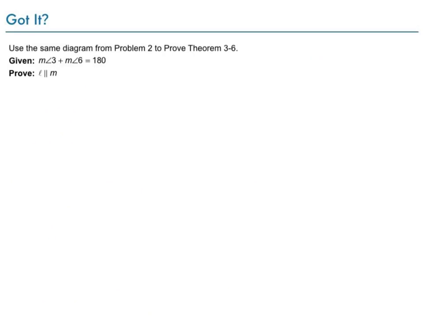Okay, so here is a proof that we have to do, and it starts off by just saying use the same diagram from problem 2. So I'm just going to go ahead and draw that in for us. We had line L and line M. So there's L, there's M. I've got my transversal here, and then my angles were numbered 1, 3, 5, 6, and 7.